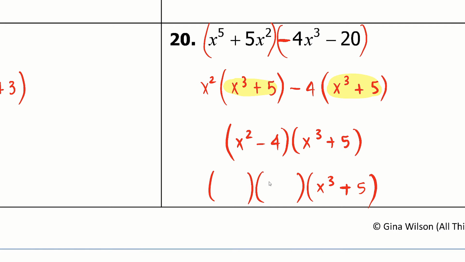What multiplies by itself to get x squared? X times x. What multiplies by itself to get 4? 2 and 2. What's the rule? 1's plus, 1's minus, and we are done.